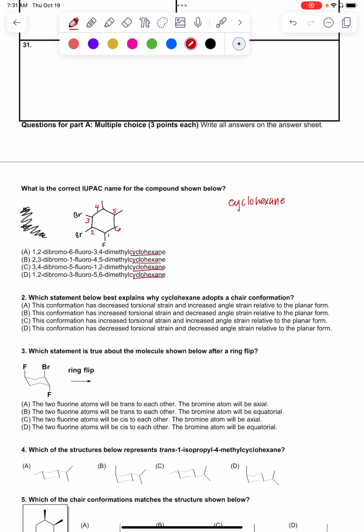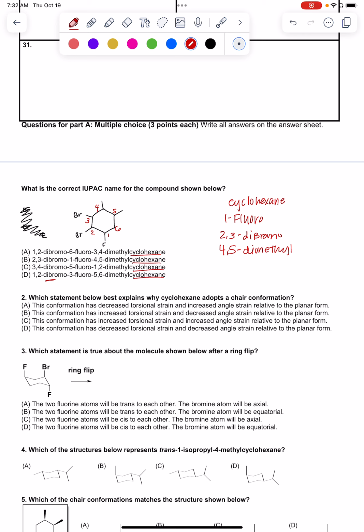And then we have a 1-fluoro. We've got 2, 3 dibromo. Don't forget to throw your dibromo in there. Luckily, this is multiple choice, so if you forgot, they give it to you. And then we've got 4, 5 dimethyl. So just off the bat, we know we have cyclohexane in all of them. Now we need to put them in alphabetical order. We've got bromine and we've got fluorine, we've got methyl.